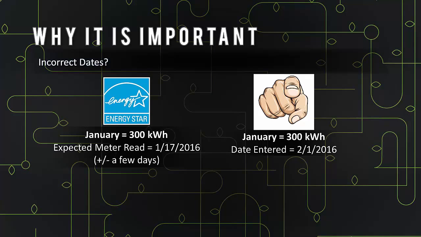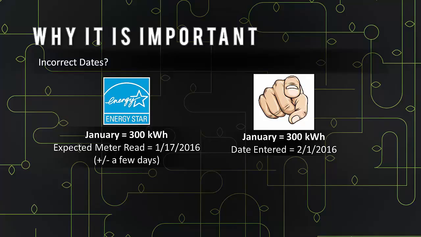So what happens, this is just a random scenario. For January, someone has used 300 kilowatt hours. And that's electrical energy there. The expected meter read date is around January 17th, give or take a couple days. It's not a big deal. However, for one reason or other, you enter that those 300 kilowatt hours were read into our system on February 1st. Doesn't seem like a big deal, right? It's the first of the new month.